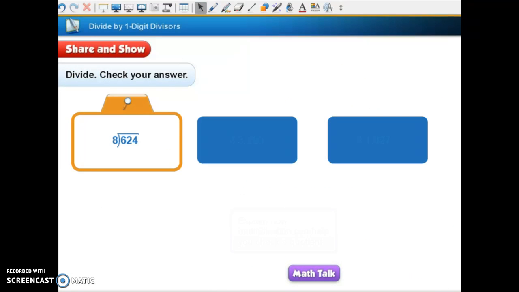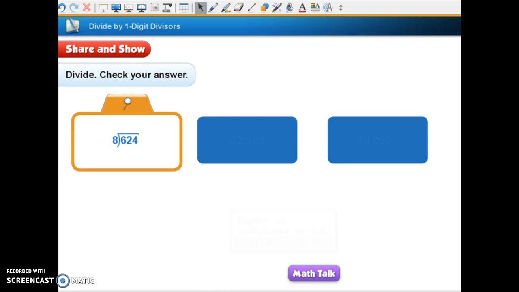Okay, now we're on page 67, and we're going to look at number 1. It says divide and check your answers. So you're going to do your division problem, then you're going to do your multiplication problem. You're going to have to do this on your homework. I should see a division problem and a multiplication problem.